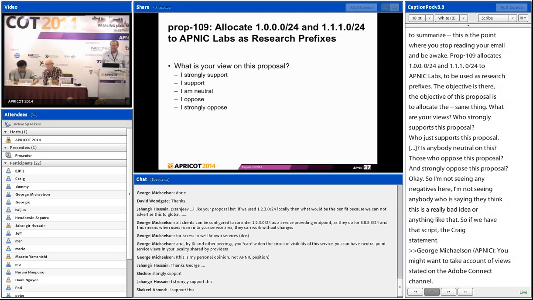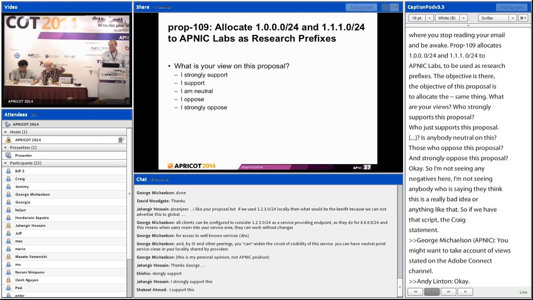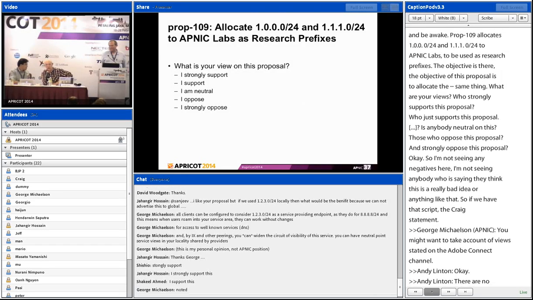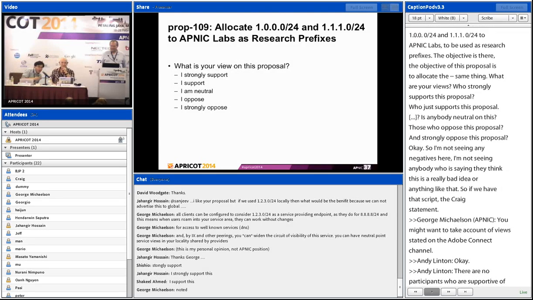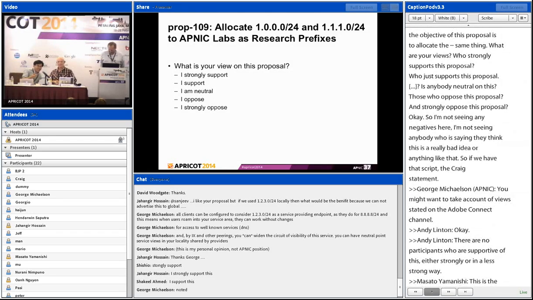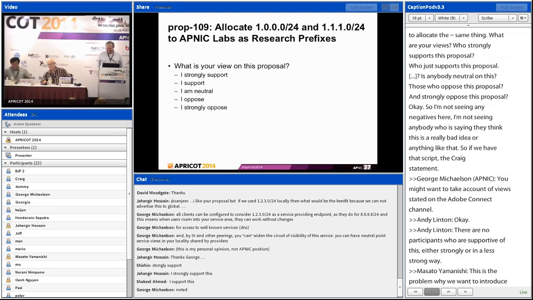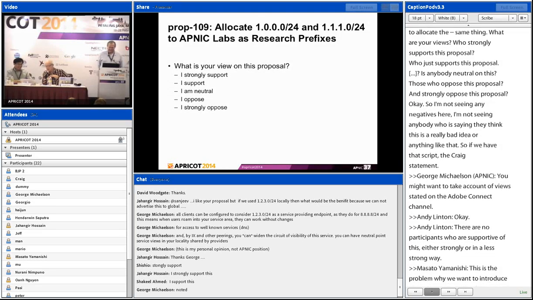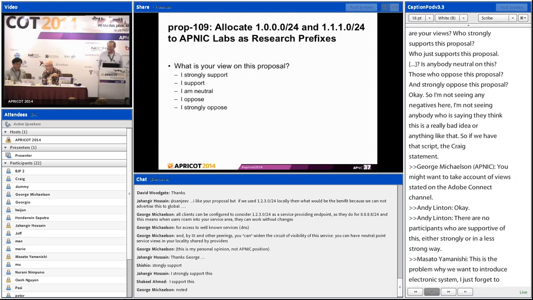So the remote participants are also supportive of this either strongly or in a less strong way. Actually, this is a problem why we want to introduce the electronic system. I just forgot to check chat. That's my mistake, but it may happen. The other problem for me is it's in 4-point font as well.